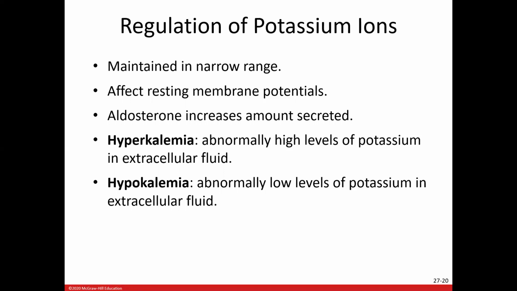Like sodium, aldosterone is able to affect potassium being secreted or reabsorbed. So when aldosterone is present in the kidney, you actually will have a lot more potassium secreted into the urine. And then like sodium, you have two conditions, if you have too high or too low levels of potassium. If you have too high levels, it's called hyperkalemia, so hyper being high. And if it's too low, you have hypokalemia, hypo being low.